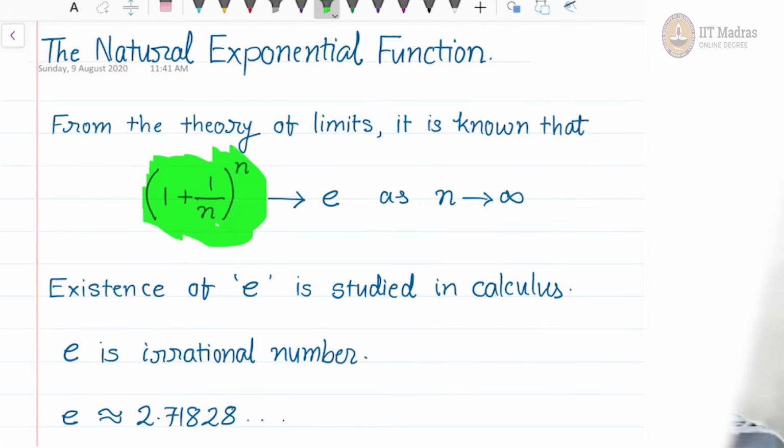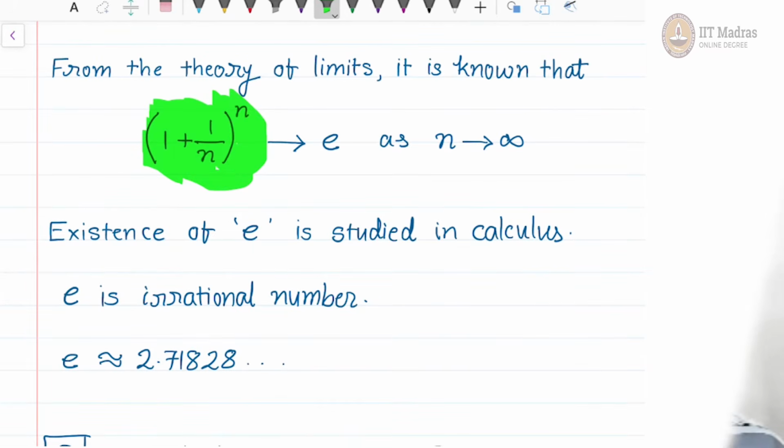As I mentioned earlier, the existence of e is studied in the field of calculus. For that you may have to do the course Math for Data Science 2, and you have to trust me that e is an irrational number and e is approximately equal to 2.71828 and so on. It's an irrational number, so it has a never-ending decimal representation. It will continue on the right. These are the facts about e.